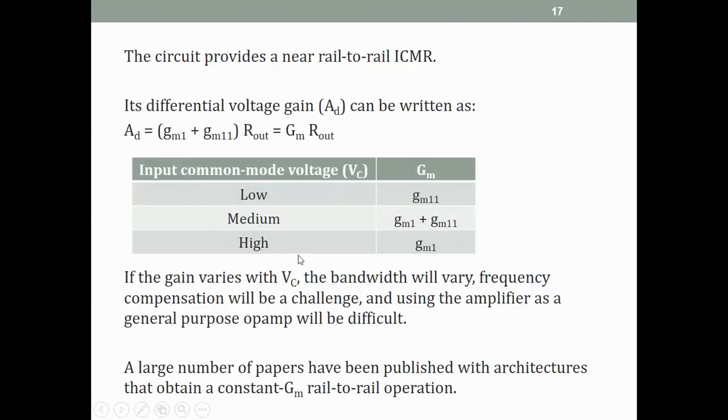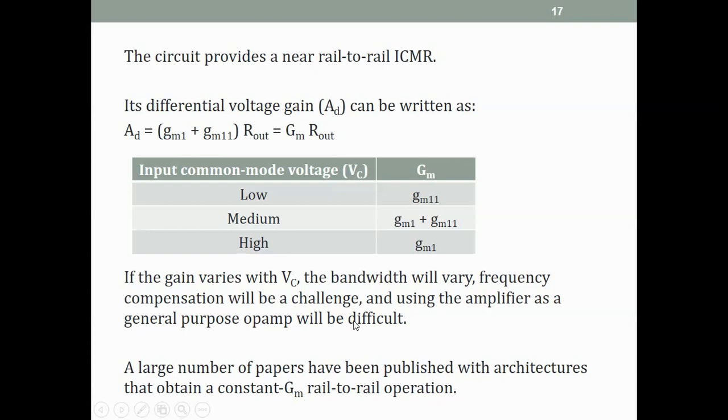So that is put in a qualitative table here. For low Vc, only the PMOS contributes. For medium, both contribute, and for high, only the NMOS contributes. Which means that the gain of this rail-to-rail op-amp will vary as the input common mode voltage varies. Now this is actually not a good thing, because if the gain varies, the bandwidth varies. Frequency compensation becomes a challenge, and using this amplifier as a general purpose op-amp will become difficult.